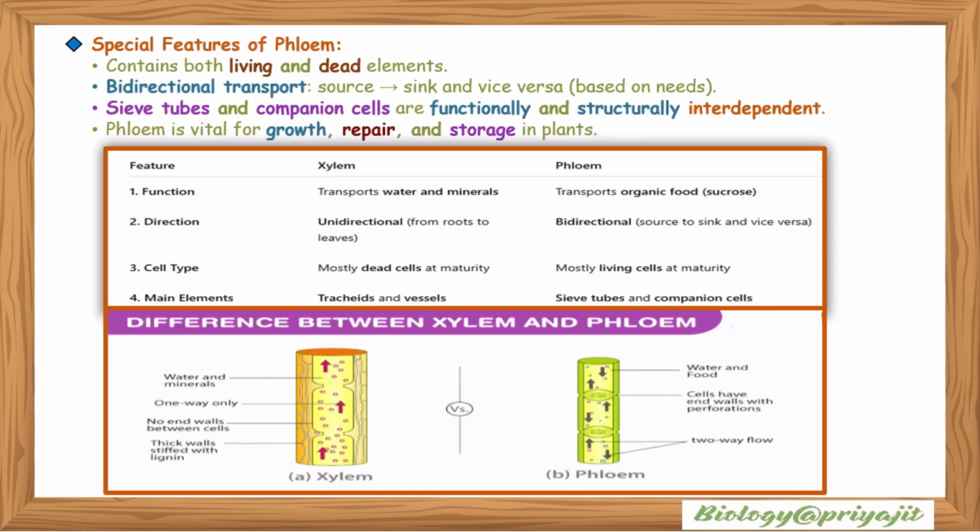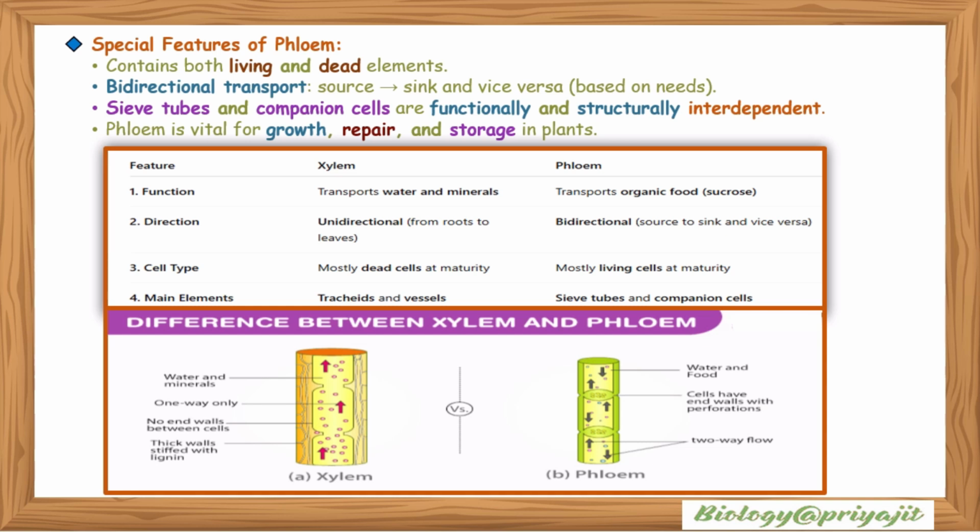Special features of phloem: they contain both living and dead elements, bidirectional transport, and source or sink and vice versa based on needs. Sieve tubes and companion cells are functionally and structurally interdependent. Phloem is very vital for growth, repair and storage in plants.